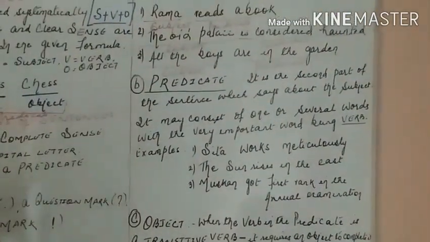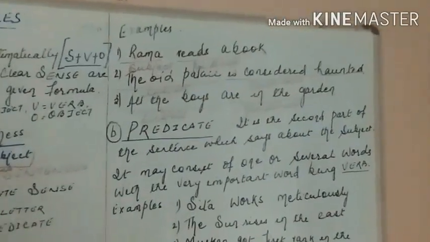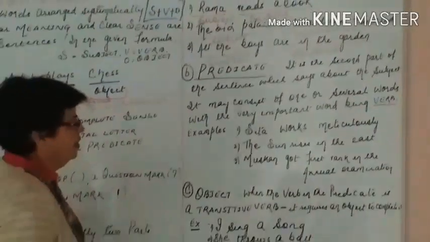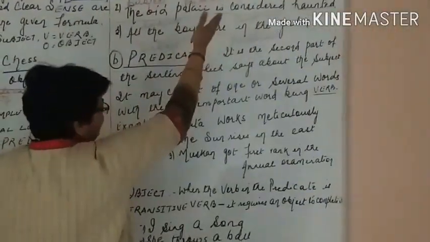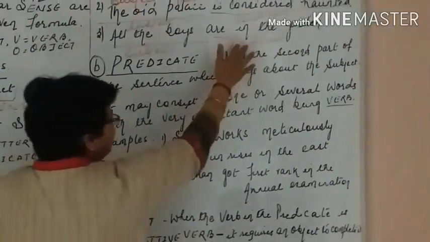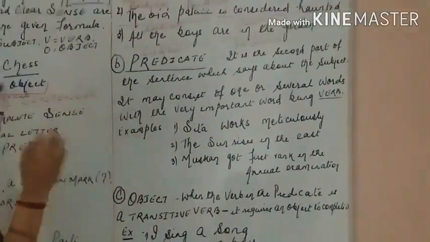So, the first part of a sentence is very clear to everybody, I hope so. Now, moving to the second part of a sentence, that is the predicate. Predicate, now it's very clear to you. The above examples also you can see. Another thing will be very clear to you. It is the second part of the sentence which tells us about the subject.